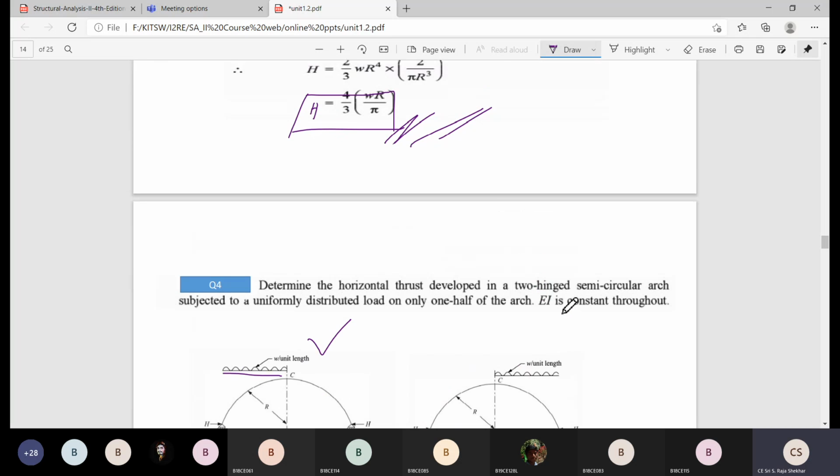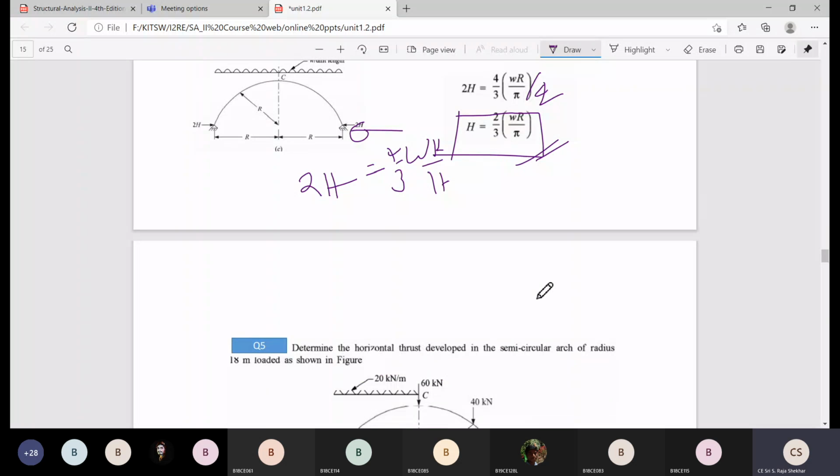So these are the different formulas. You need to remember these formulas. If you know the formulas, only then can we calculate the horizontal thrust for the different loadings.